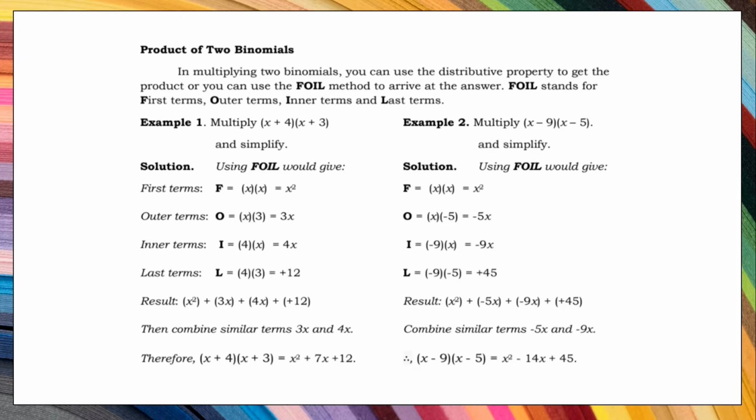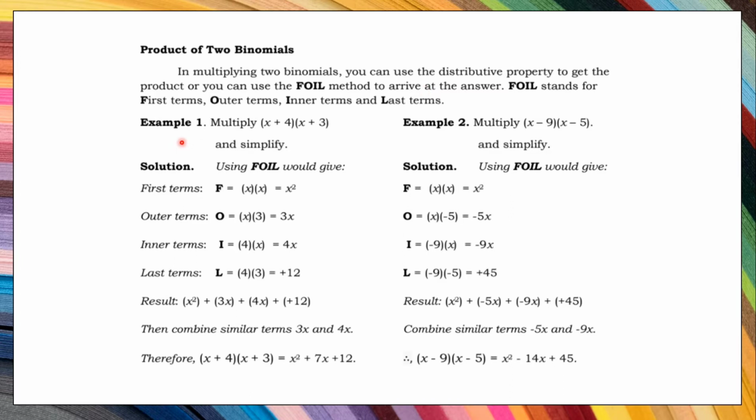Binomials. In multiplying two binomials, you can use the distributive property to get the product, or you can use the FOIL method to arrive at the answer. FOIL stands for first term, outer term, inner term, and last term. So we have an example here.